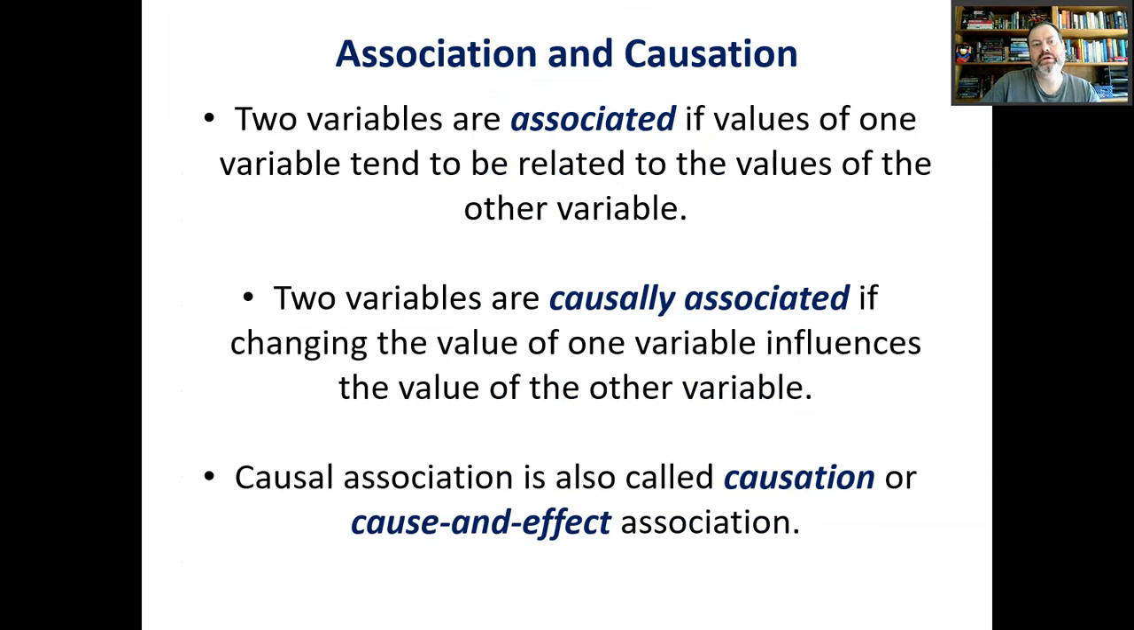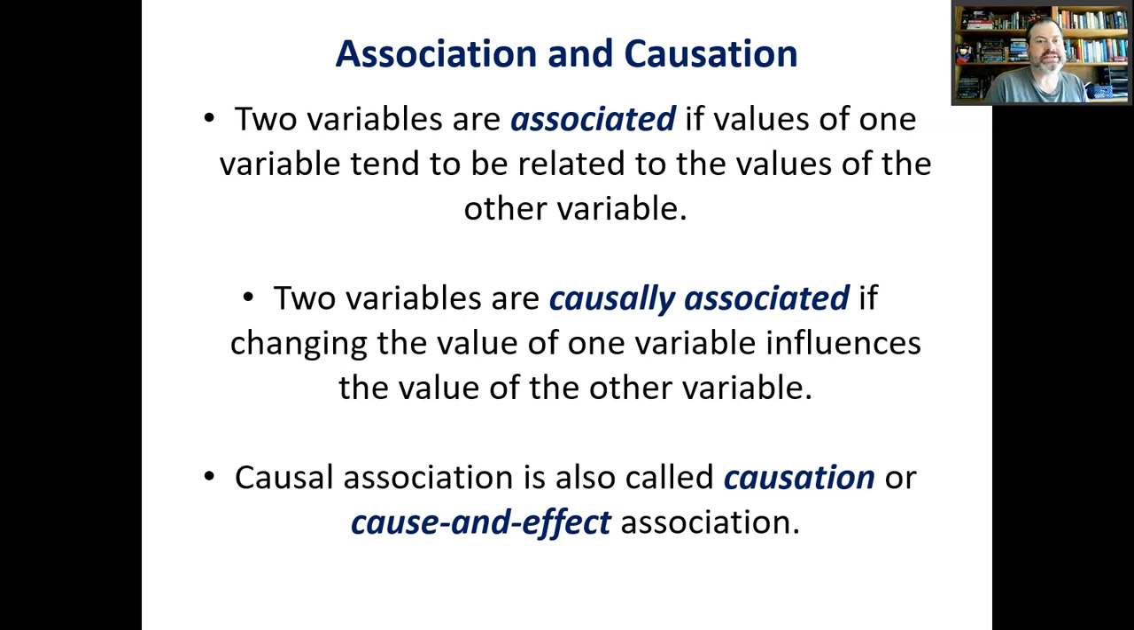Alright, so first thing we want to talk about is two definitions, association and causation. These are ways that studies can show a connection between two variables, and there's two different types of connections. The first one is just an association. That means that the values of one variable tend to be related to the values of the other variable. It just means that the two values occur more frequently together.